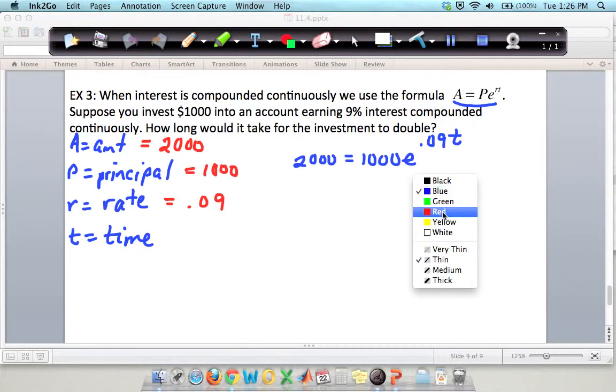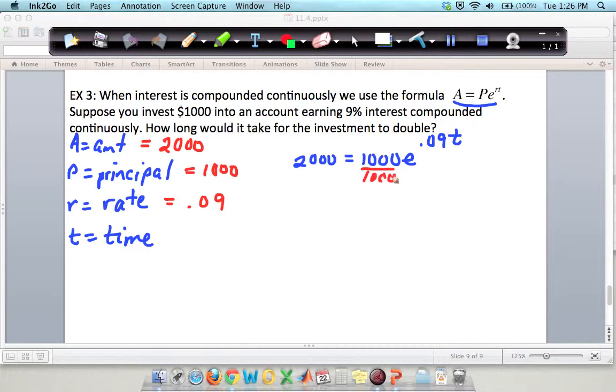So the first thing I want to do is get this e by itself. So I'm going to divide both sides by 1,000. And I get 2 equals e to the 0.09 t. And this makes sense because I wanted my amount to double, so this number here should be 2. So the way you solve for an exponent is I'm actually going to take the natural log of both sides. So I'm going to have the natural log of 2 equals the natural log of e to the 0.09 t.